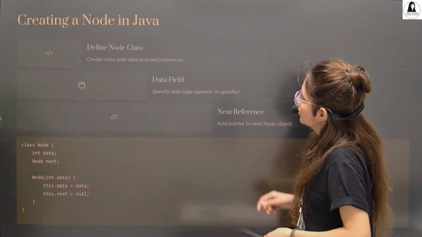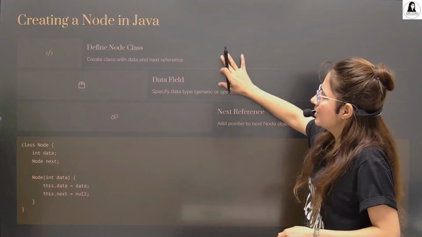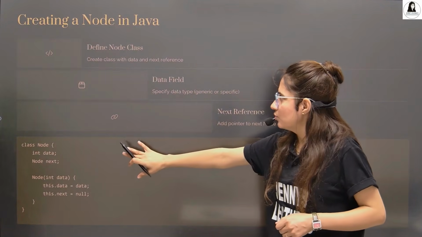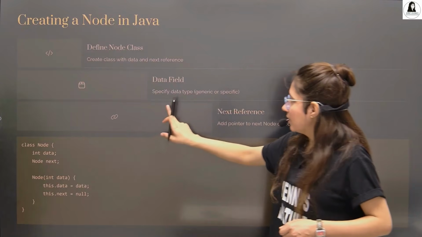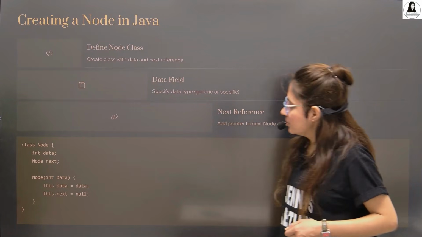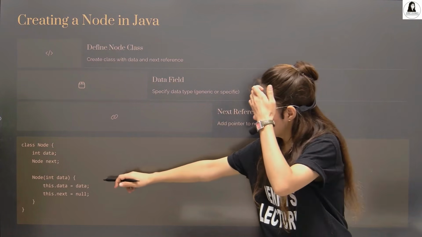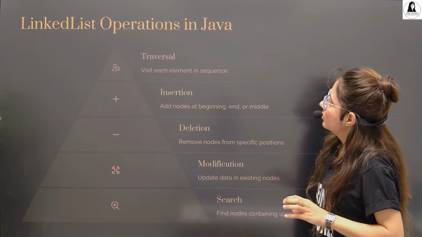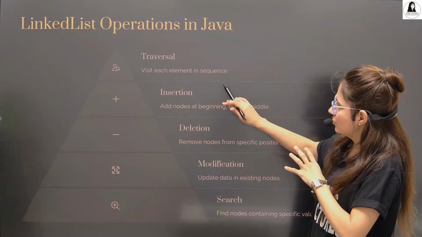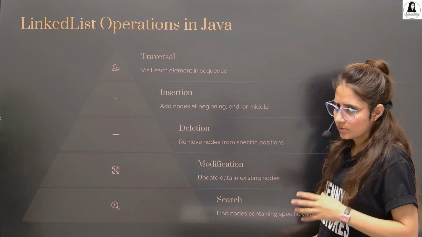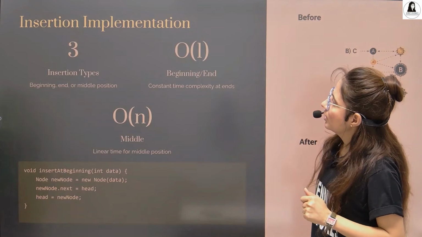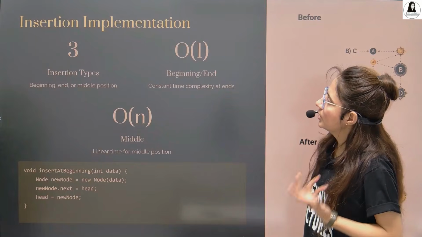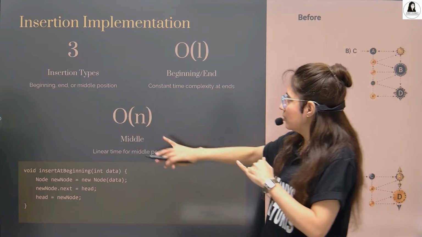Last node. So we have seen how to create a node. You have to define this node class. Then we have the data field, then the reference to the next node, then this is a constructor, right? Fine. Now linked list operations in Java: insertion, traversal, deletion, modification, search. There are so many operations. Now insertion implementation: three insertion types: beginning, end, and middle position.